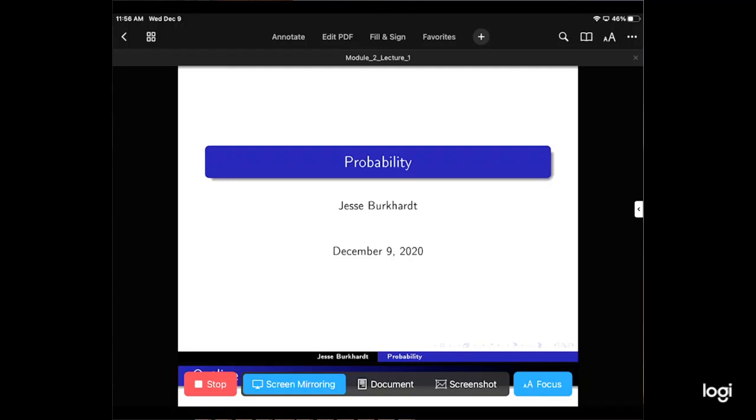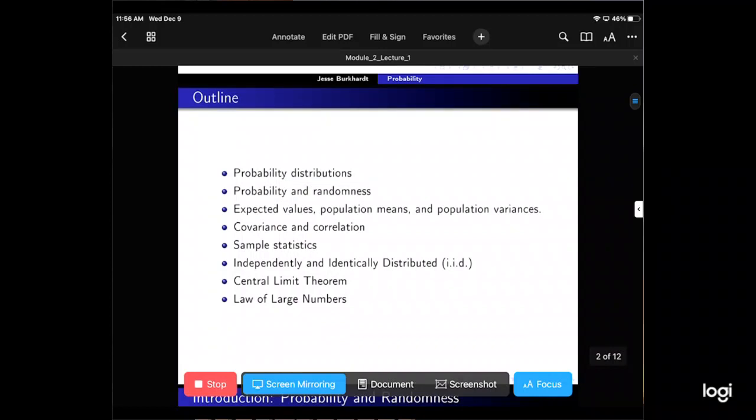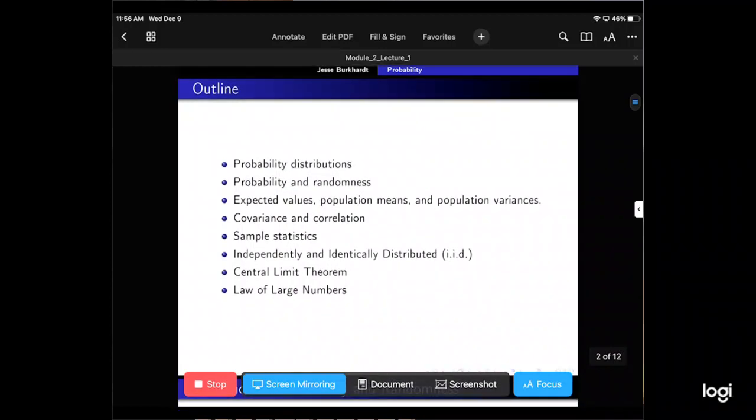Okay, so this is the introduction to probability. Some of this will be a review for you, and some will be new topics. An outline for the next section of this class, the next couple weeks, we'll discuss probability distributions, probability and randomness, expected values, population means and population variances, covariances and correlations, sample statistics, independently and identically distributed random variables, the central limit theorem, and the law of large numbers.